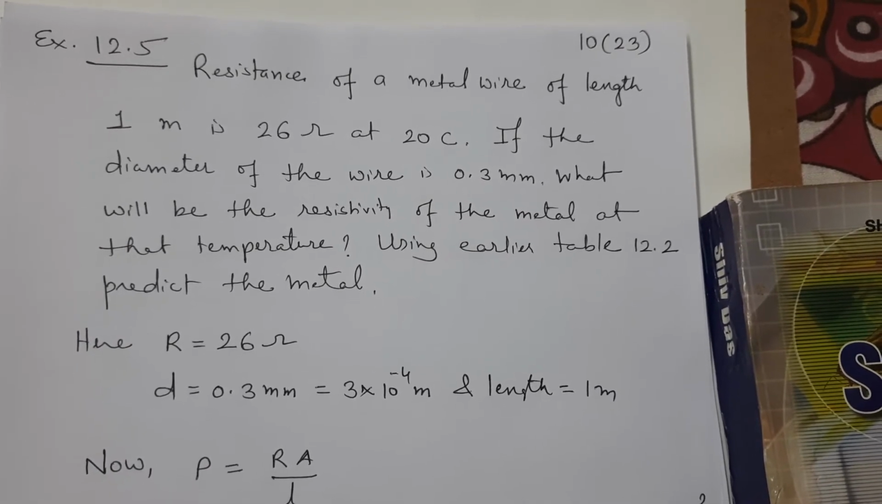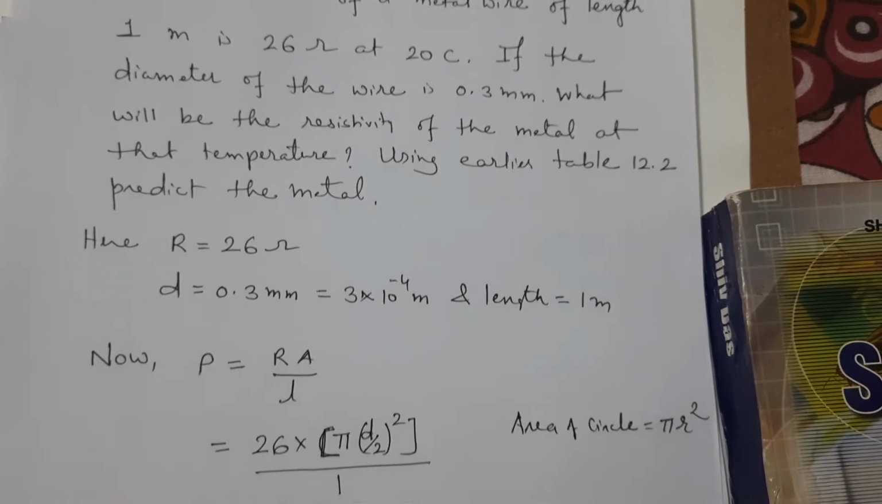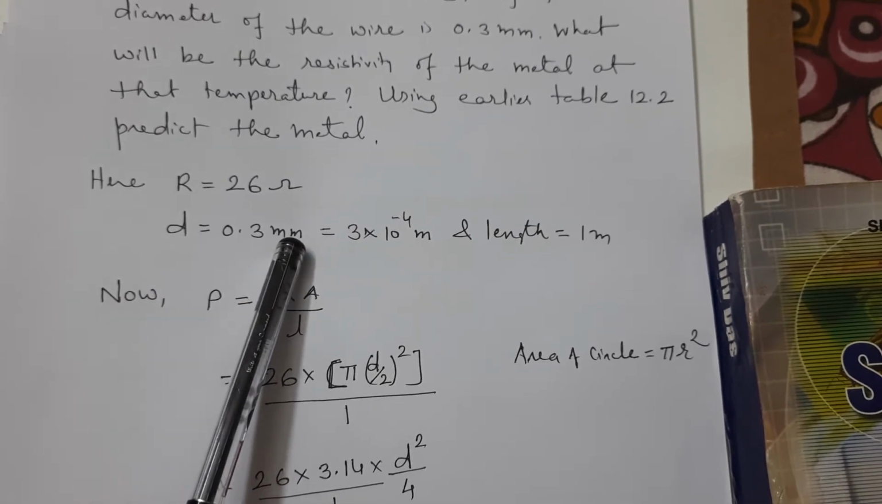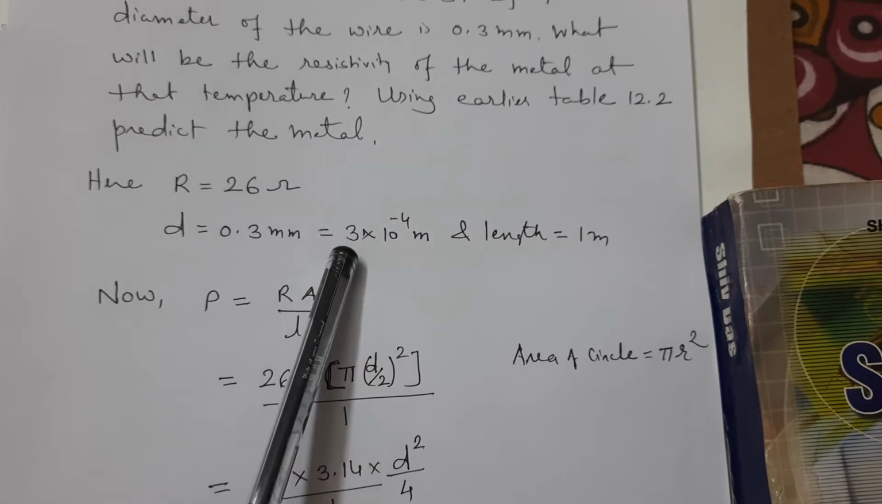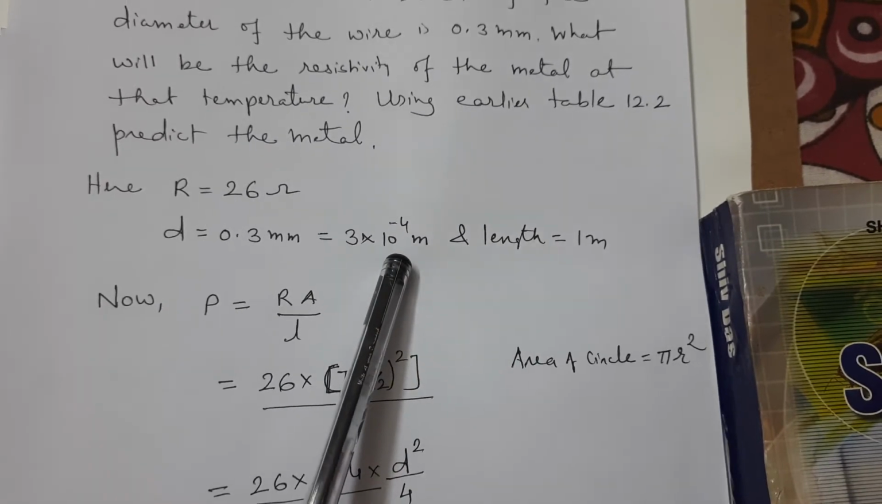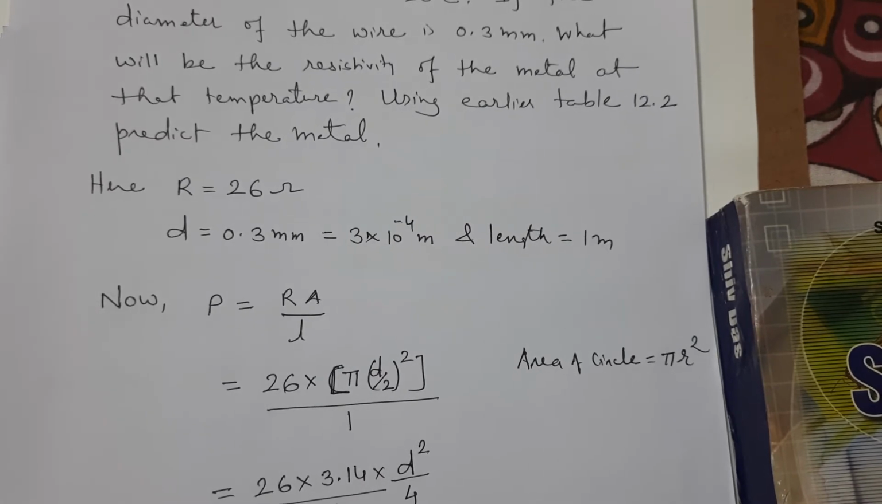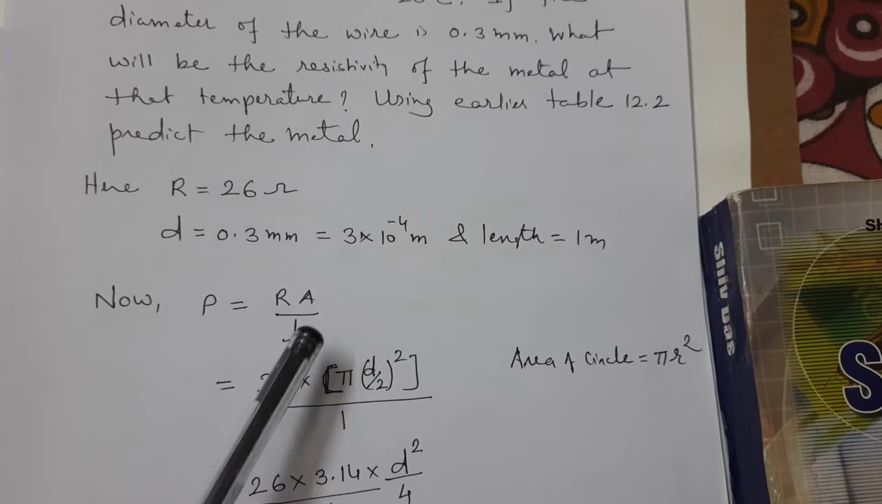So here R is equal to 26 ohm. Diameter is 0.03 mm. We want to convert it into meter, so it will be 3 into 10 raised to minus 4 m. And length is 1 meter. Now here rho is equal to RA upon L.